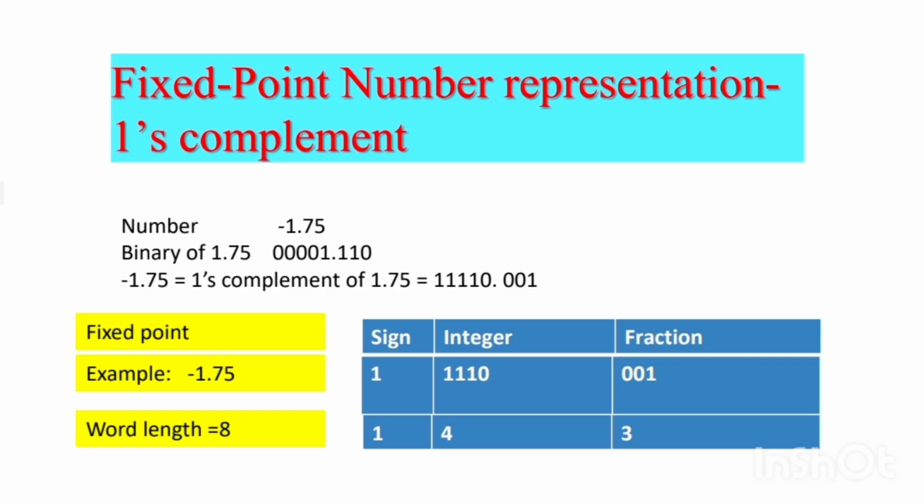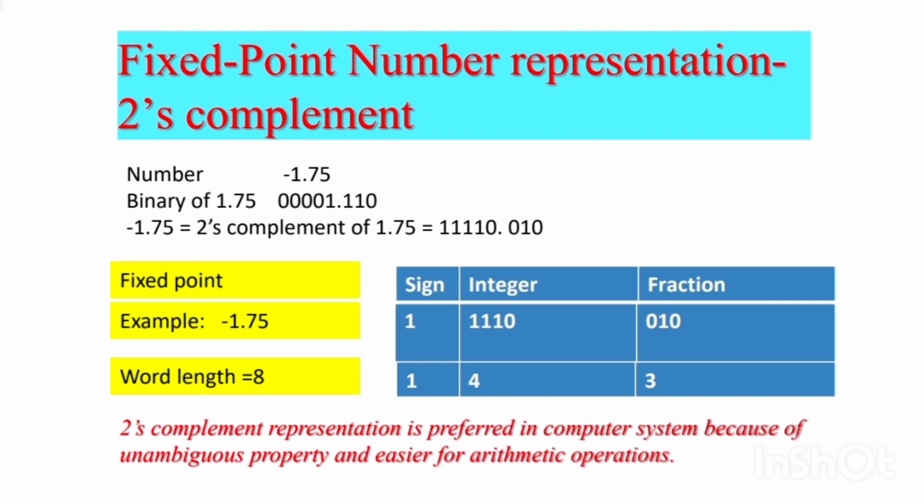Then plus 1.75 means the sign bit is 0. Then if it is minus 1.75, we need to just take the ones complement of this. So the ones complement pattern of minus 1.75, the representation is 1 1 1 1 0.001. Here is an example for fixed number representation using 2's complement.